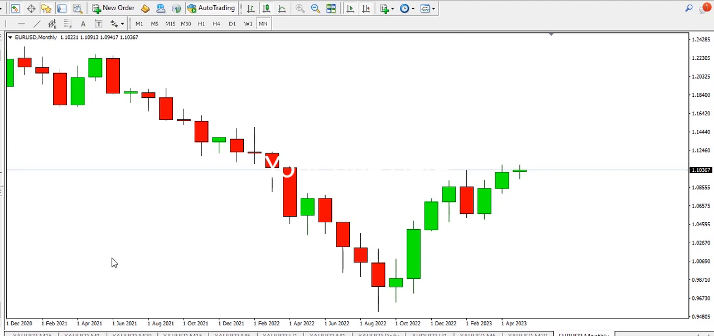Today we'll be looking at how you can trade Euro USD, and we'll be looking at the Euro USD pair from the higher time frame down to the smaller time frames, and then we'll try and see how we can generate signals and make some trades.